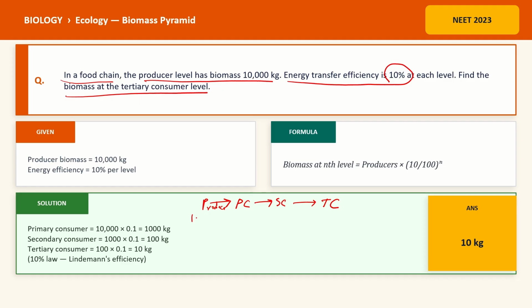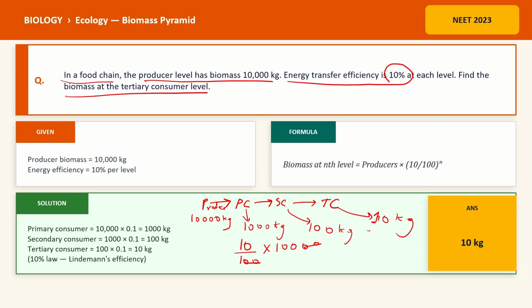Now, the producer has how much? 10,000 kg, right? Now, according to the question, the energy transfer is only 10%. So we need to calculate like this. The primary consumer is getting only 1000 kg. Now, what will happen in the case of the secondary consumer? We can just remove a zero, and here we get 100 kg, and then 10 kg.